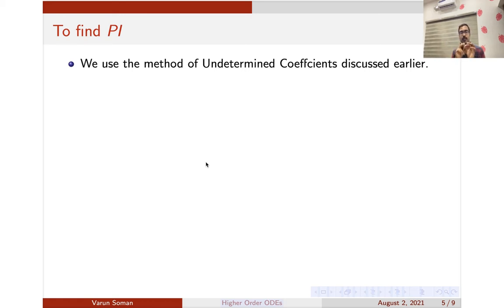So suppose e raised to x has appeared 2 times in the CF, what will you do? I'll use here x square e raised to x. So that's the only difference there. So we'll discuss a problem related to that.